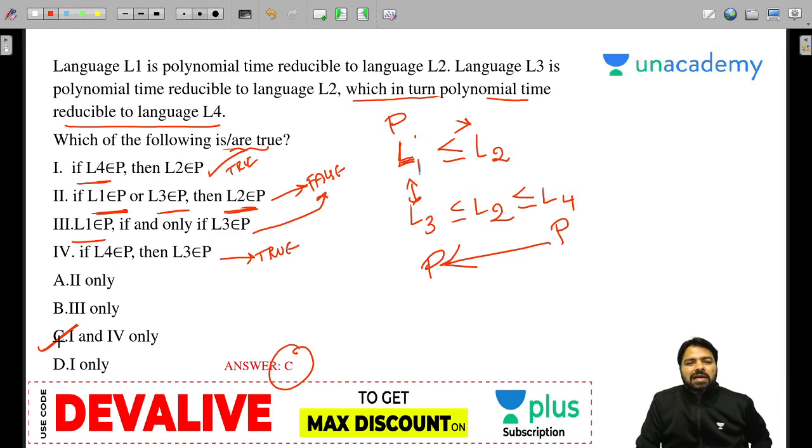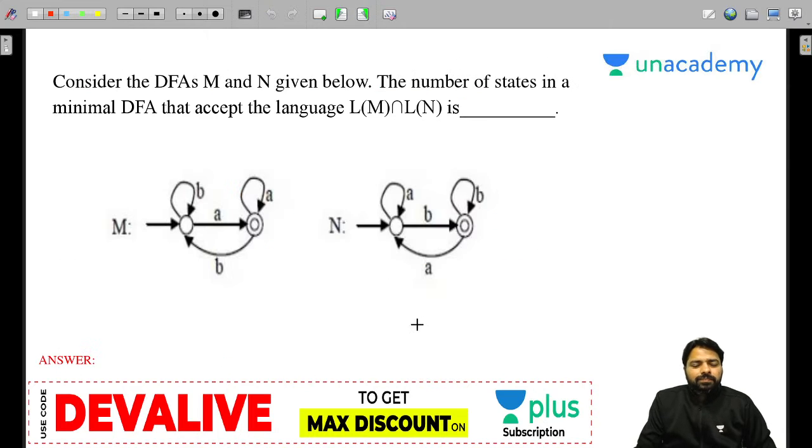This is also for those who are preparing for GATE. Don't worry about this question. Yeah, please try this question, guys.